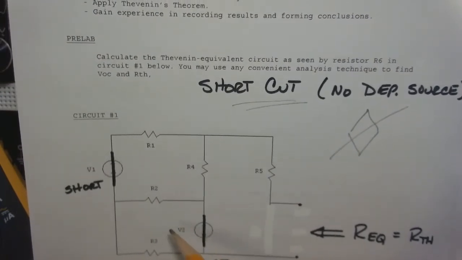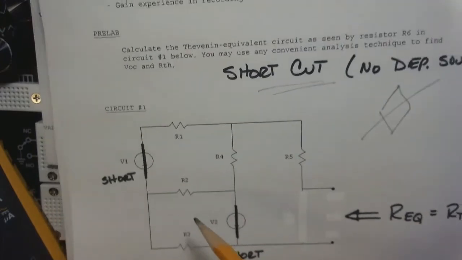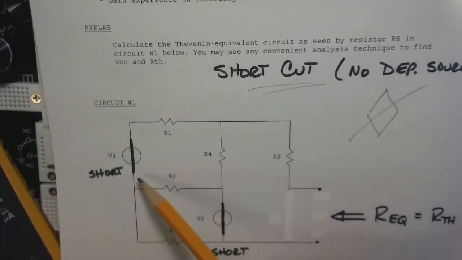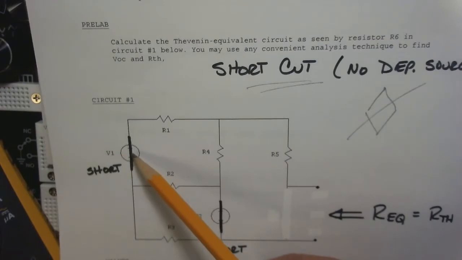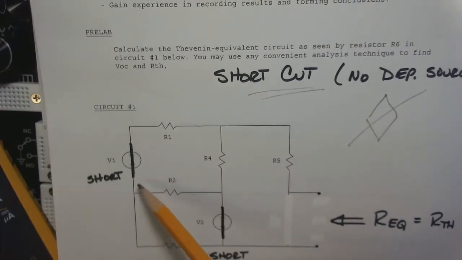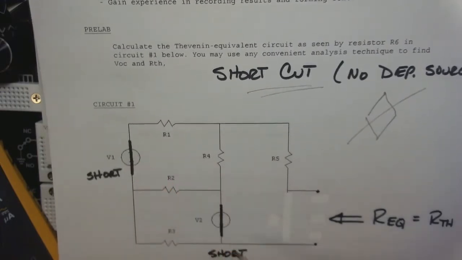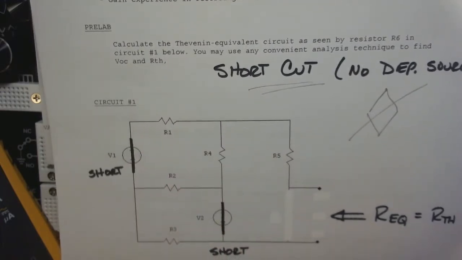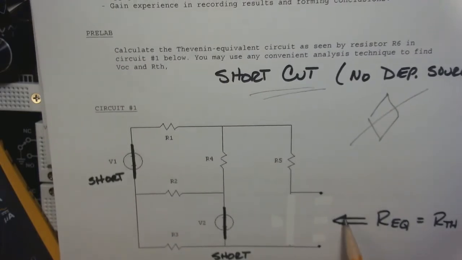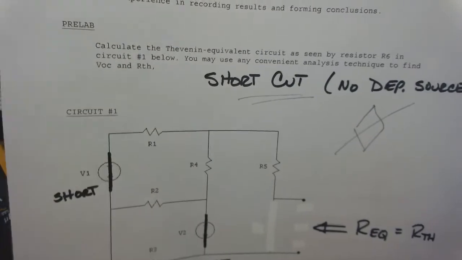The shortcut is just that. It's a lot easier. So the shortcut says that we short out these voltage sources, and we're going to do this on the circuit. We're not going to leave this source in here and short it out. That's a good way to start a fire. But we'll take this source out. We'll short this out. We'll take this source out. We'll short that out. And then we look back into here and figure out what the equivalent resistance is.